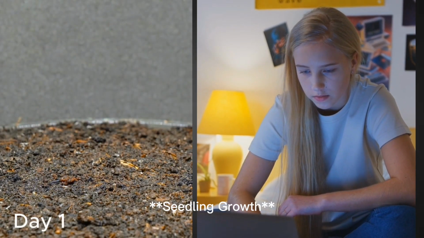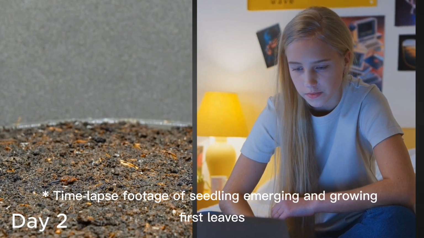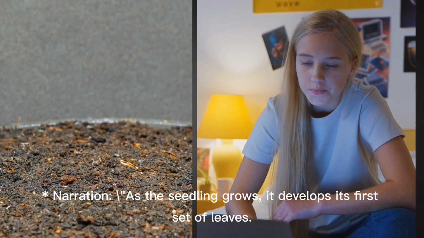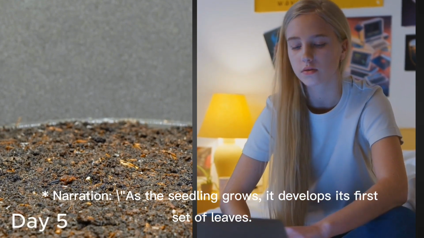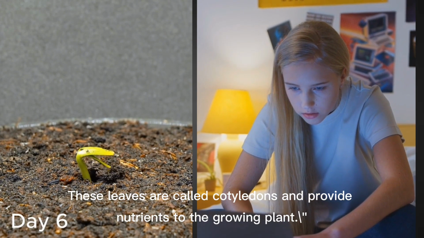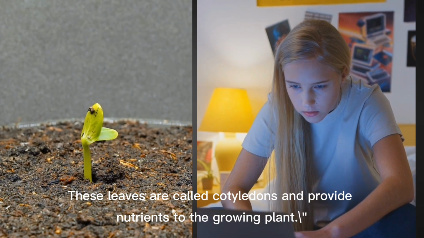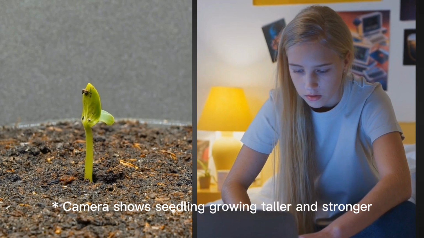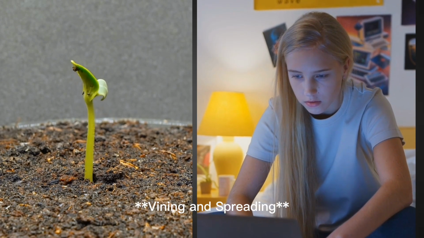Seedling growth. Time-lapse footage of seedling emerging and growing first leaves. As the seedling grows, it develops its first set of leaves. These leaves are called cotyledons and provide nutrients to the growing plant. Camera shows seedling growing taller and stronger, vining and spreading.